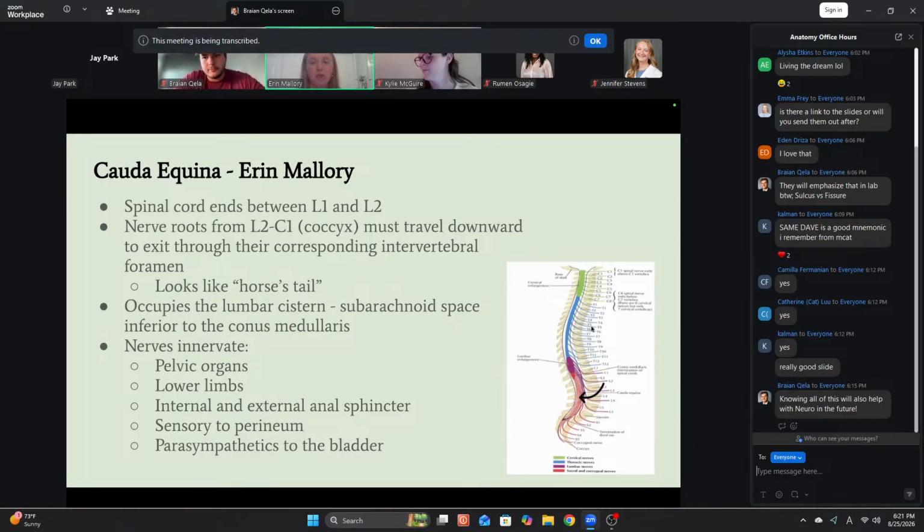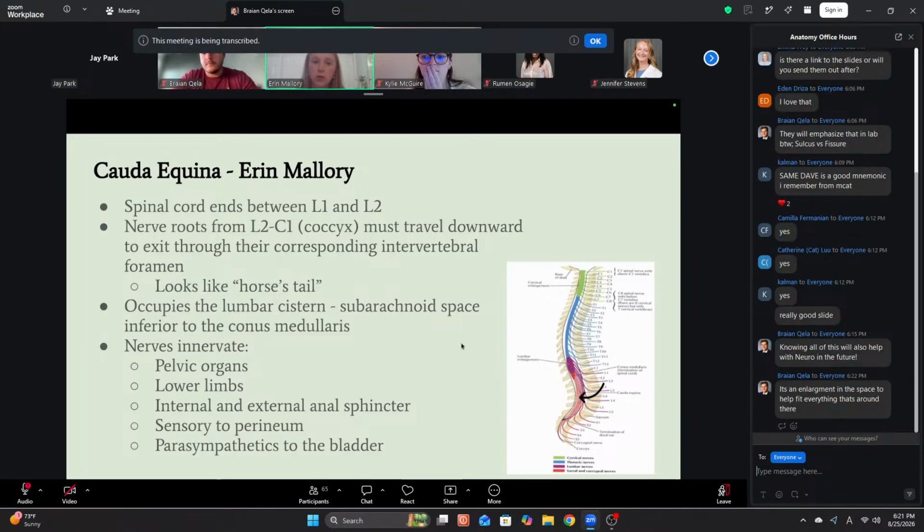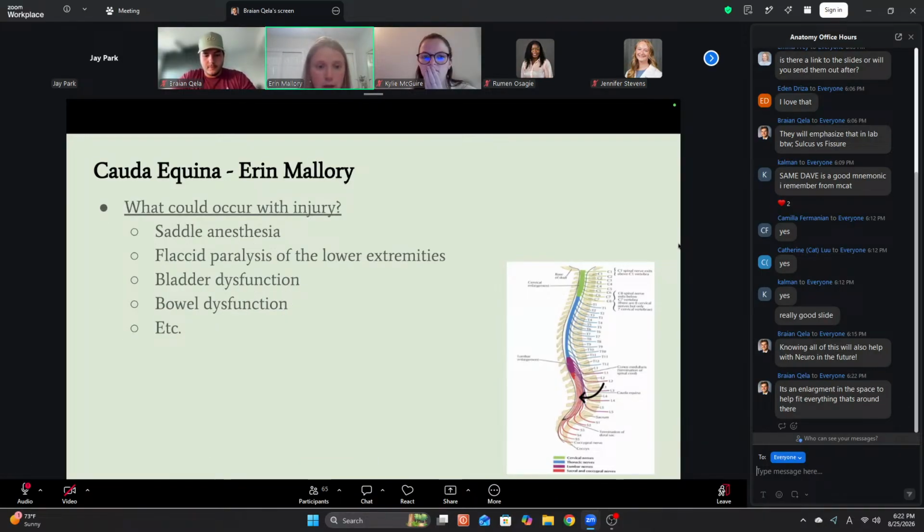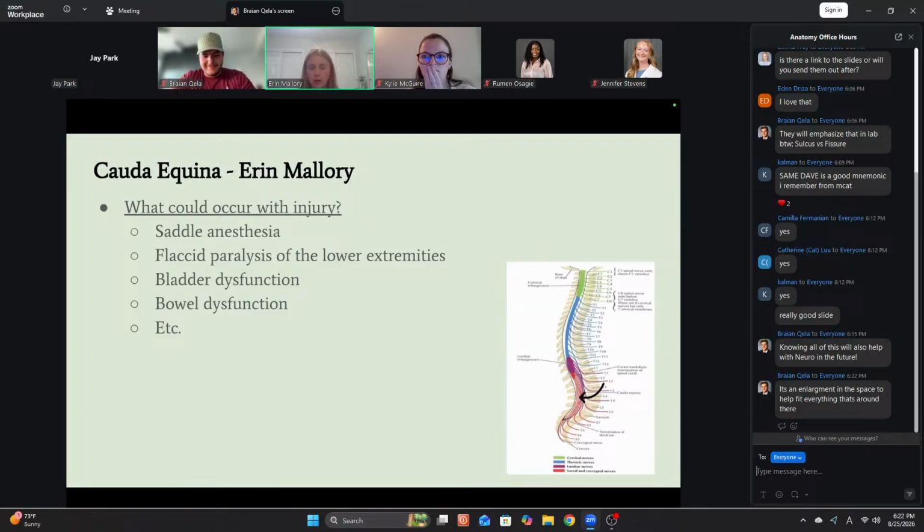And then these nerves specifically innervate a few things, and you might see some questions related to this. So they innervate our pelvic organs, our uterus, bladder, things like that. They innervate a lot of our lower limbs and our muscles there, our anal sphincters, our bladder, and sensory to the perineum. That one's definitely very important because of what you will see on my next slide. Thank you, Brian. Next slide, what could possibly occur with injury here?